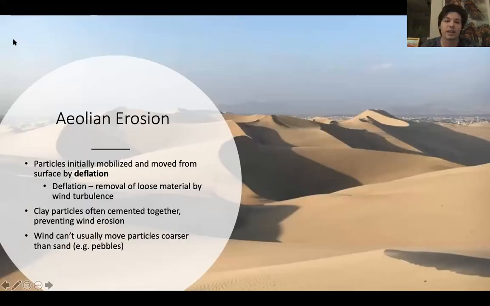Next, we'll talk a little bit about aeolian erosion. So particles are initially mobilized in aeolian erosion and moved from the surface by deflation. And deflation is the removal of loose material by wind turbulence. It's important to know that clay particles are often cemented together, which usually would prevent them from being eroded by wind. And wind also usually can't move particles that are coarser than sand, such as pebbles.